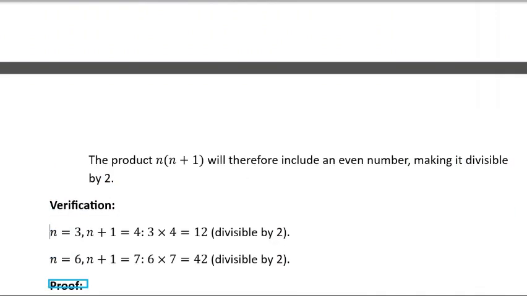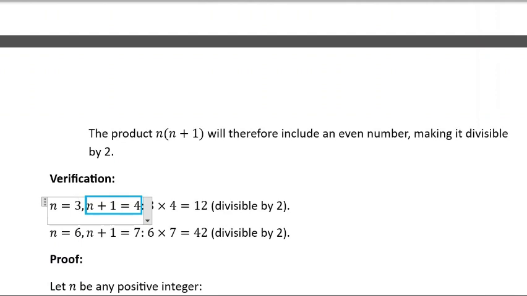Verification. n equals 3, n plus 1 equals 4. 3 times 4 equals 12, divisible by 2. n equals 6, n plus 1 equals 7. 6 times 7 equals 42, divisible by 2.